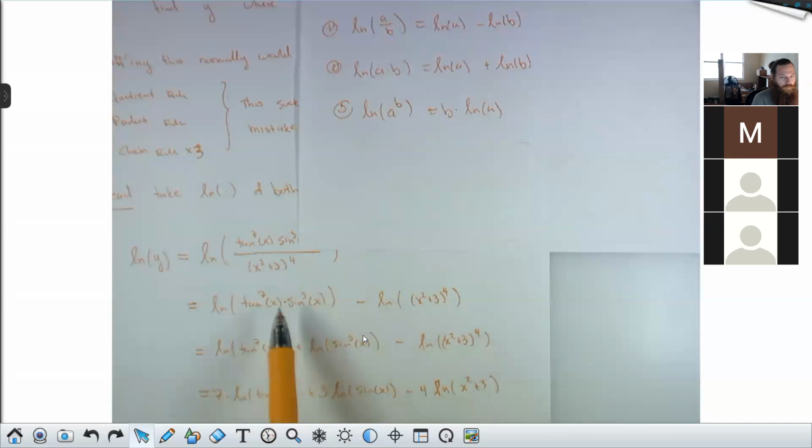Here, I used rule 1 to turn the fraction inside to subtraction outside. And then here, I used rule 2 to turn this multiplication inside into addition outside. And then here in each of these pieces, I used rule 3 to turn the powers inside into constant multiples outside.